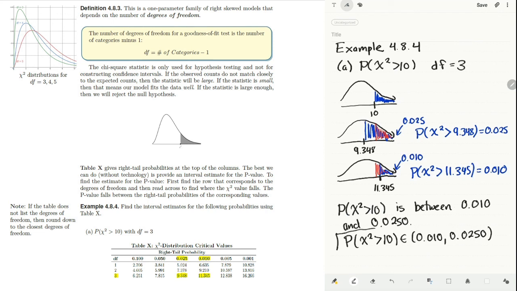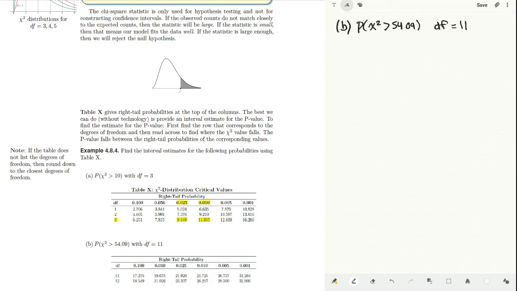And this is the best we can do in estimating the area using the table. So the area to the right of 10 is smaller than 0.025, but larger than 0.01. So now let's look at the next example.